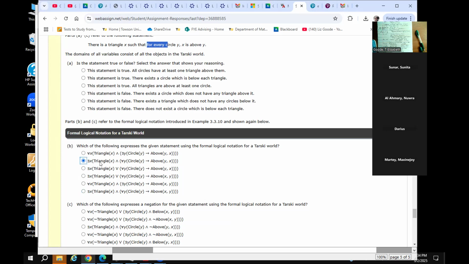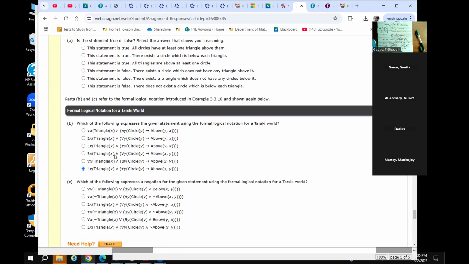It's either this one, that there exists a triangle X, and for every circle Y, something happens, or this one, there exists a triangle X, and for every circle Y, something happens. So we're down to these two. Finally, it says X, which is the triangle, has to be above Y. So here in this one, it says for all circle Y, Y is above X. That's what above XY means, that Y is above X. Whereas this one says there is a triangle X, and for every circle Y, X is above Y. So which one do you think it is? The last one. It's the last one. But it's sort of a process of elimination.